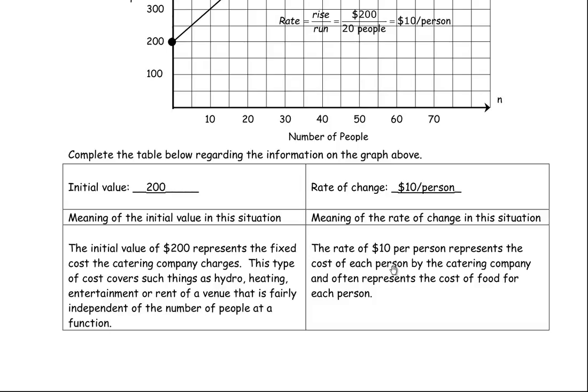That's something that would increase the more people that you had at the function, the catering function, because 20 people will eat more than 15 people or 10 people would eat. Okay, so the rate per person is what the $10 is, and it's what the catering company is charging for every person at the function.